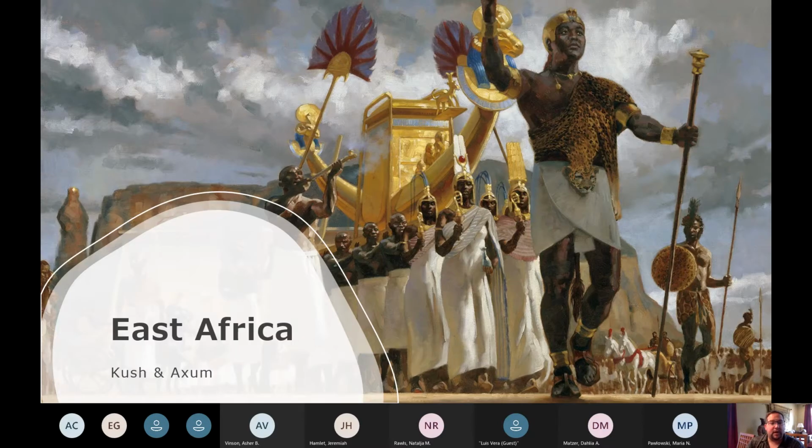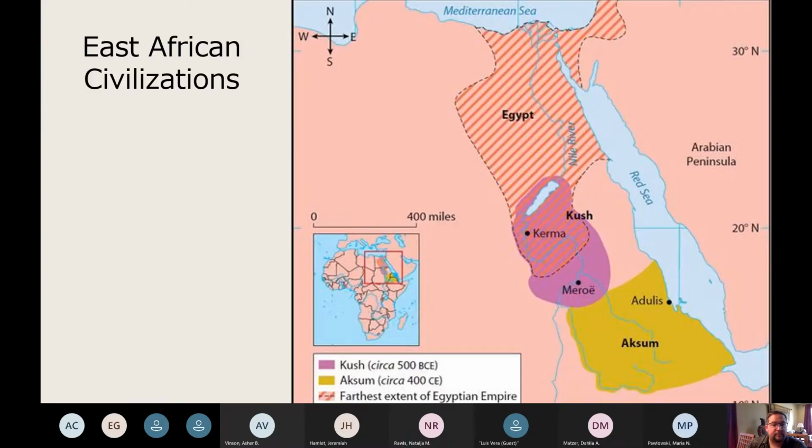So our first topic is going to be East Africa, okay? Particularly the empires of Kush and Axum. So let's take a look. We talked about Egypt. If you look at that map, that's kind of in the north at the top of that map, ancient Egypt, right? A long time ago back in module 2, we talked about that.